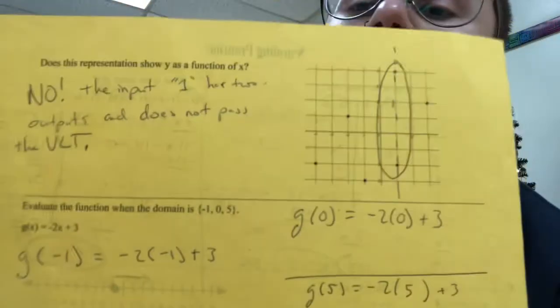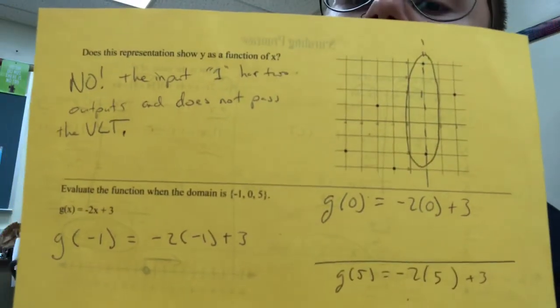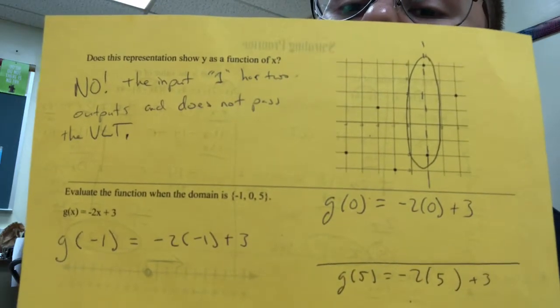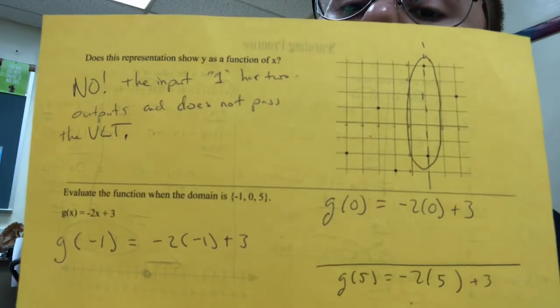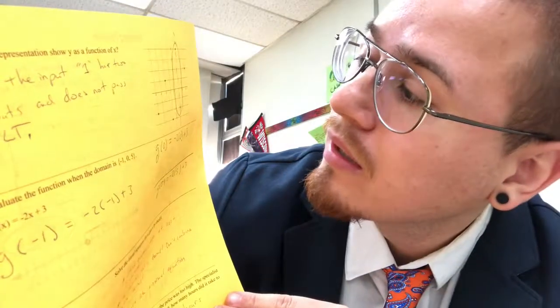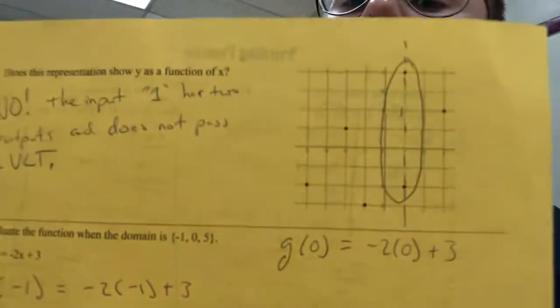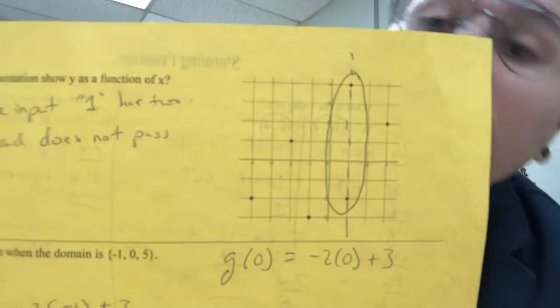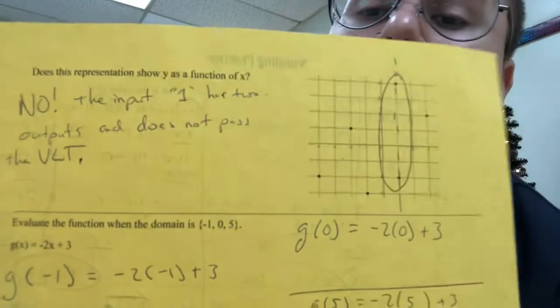Here, this is a discrete function. It's just a collection of points. And the question was, is it a function? And it's not, because if you did the vertical line test, you'll notice that the input of 1, the x value of 1, has two outputs. It has a y at 4, and it has a y at -2. So that's two outputs for one input. That's not a thing. You're getting played, man.